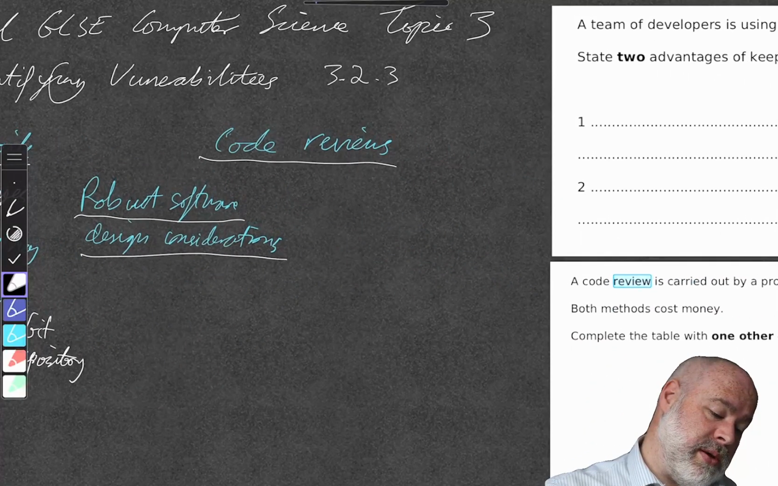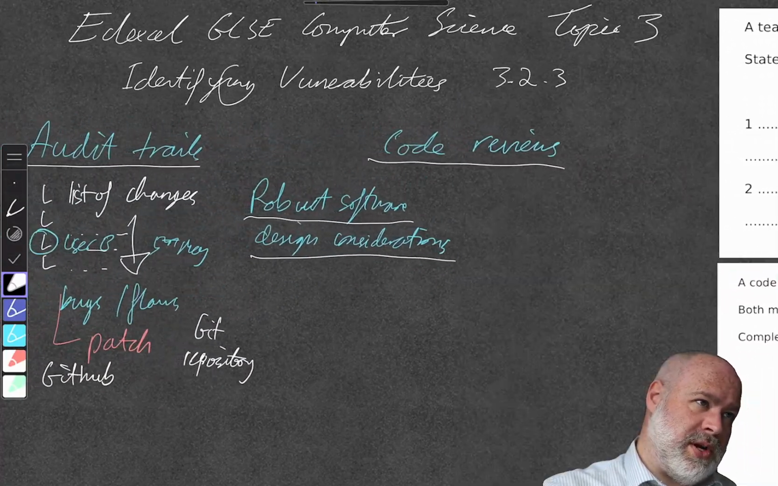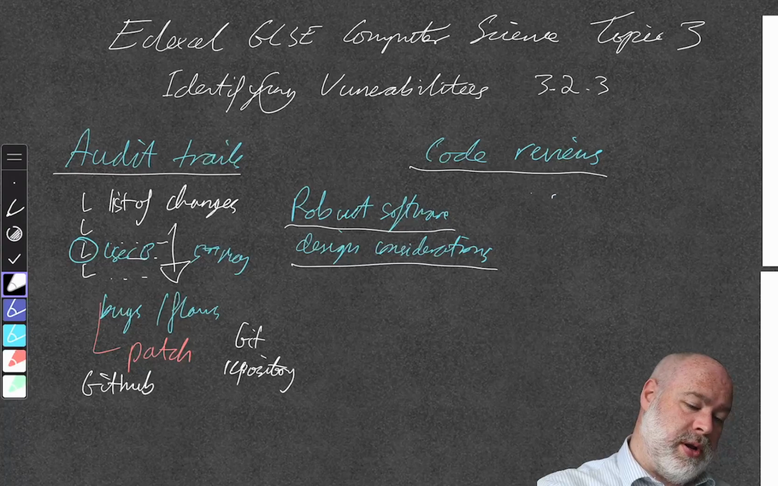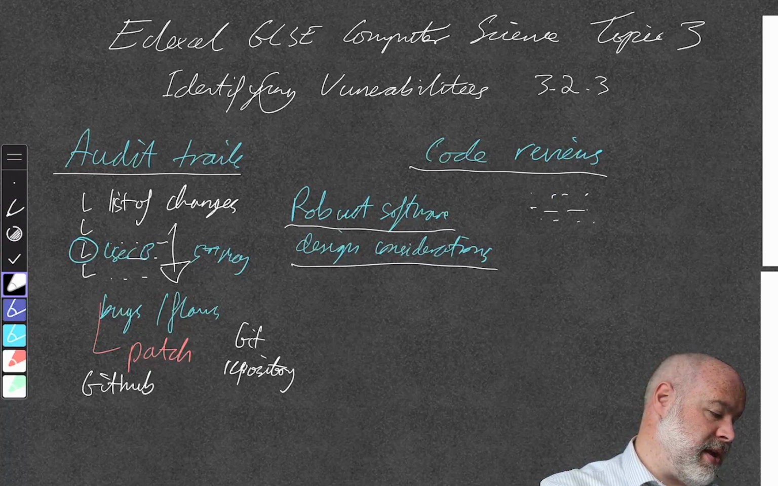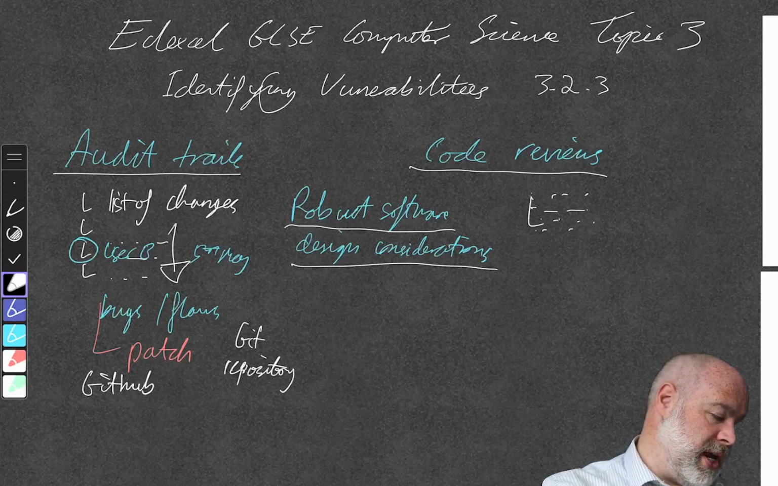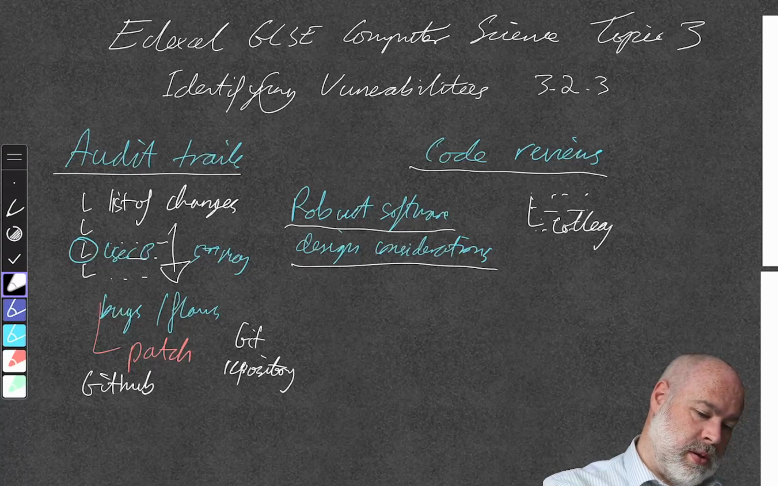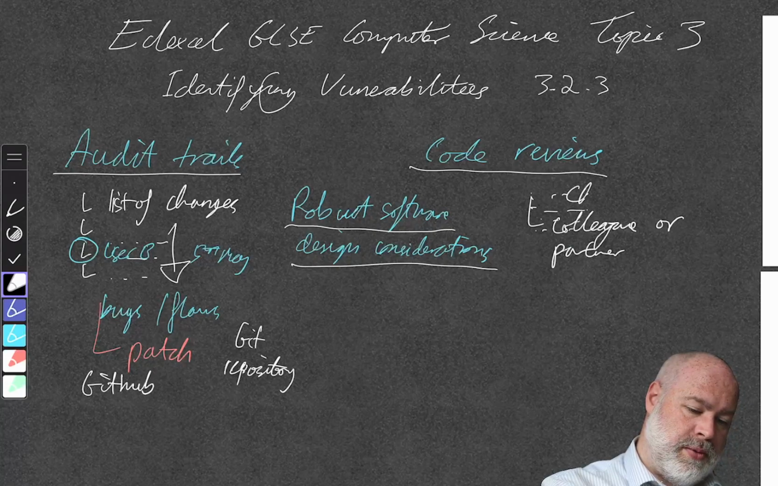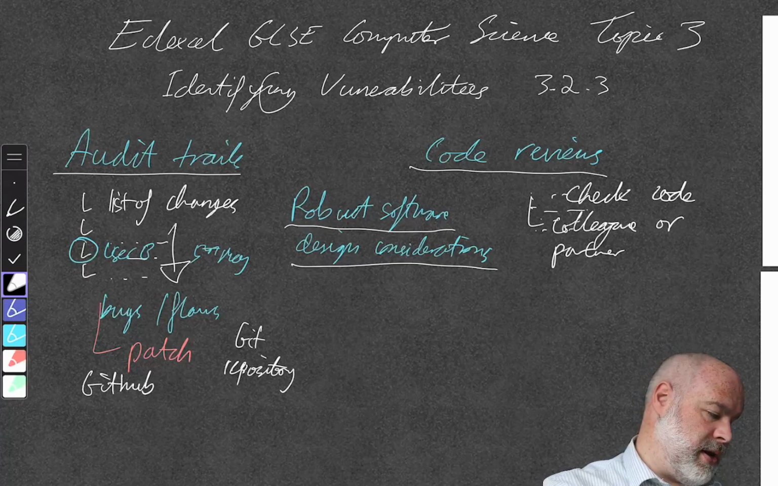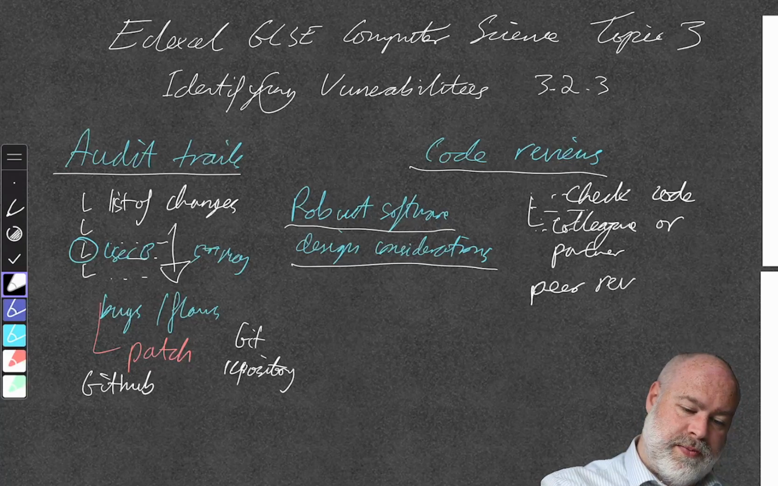Code reviews. The idea, and we'll do exam style questions soon. Code review involves checking your program code, checking it through with a colleague or partner. So I'll put check code with a colleague or a partner to find errors that might have been left in it. So you could also say peer review.